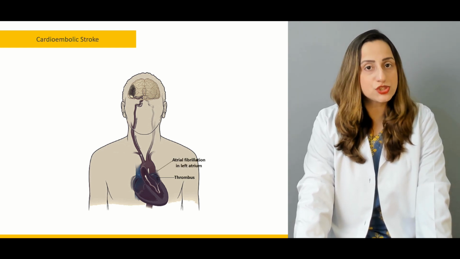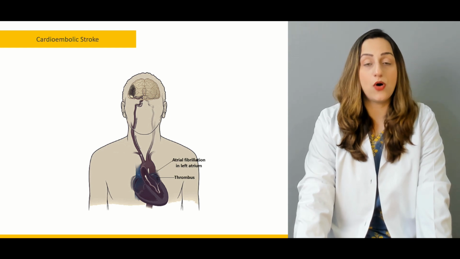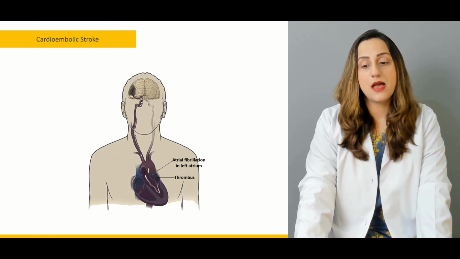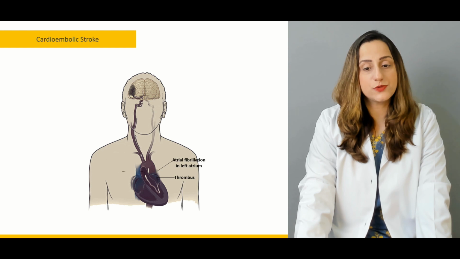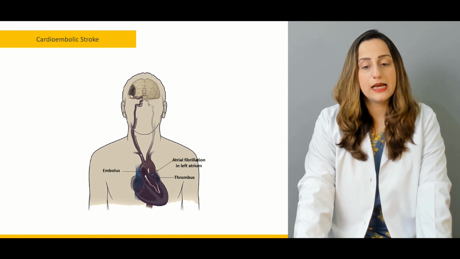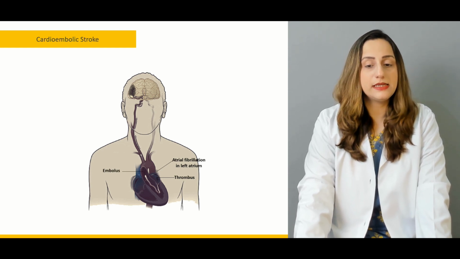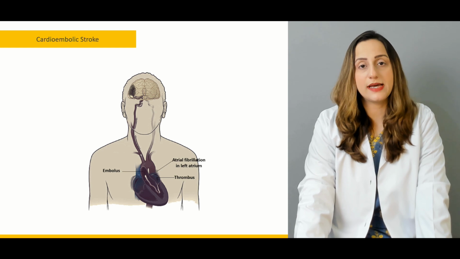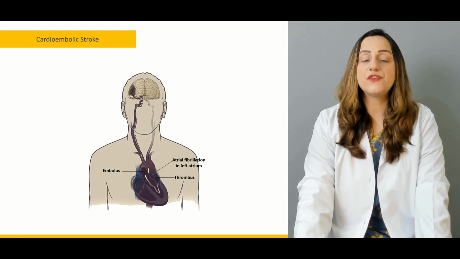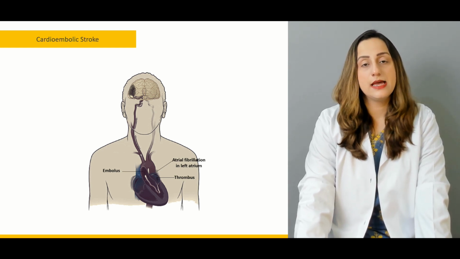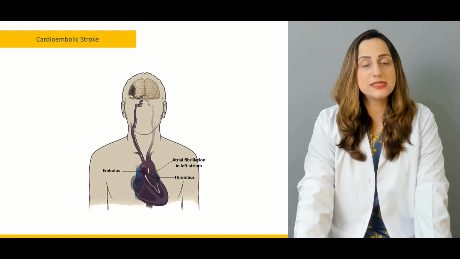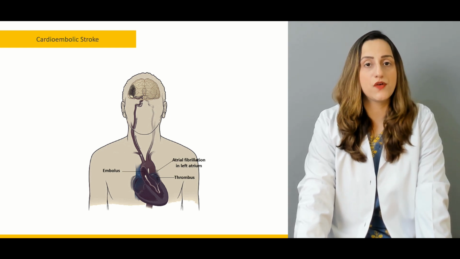Atrial fibrillation in the left atrium is the cause of dislodgement in most of the cases that we usually come across. The embolus then enters the arch of the aorta, and eventually it can enter the common carotid, the internal as well as the external carotid. And the final destination for this embolus is to travel towards the brain to cause an area of infarct.